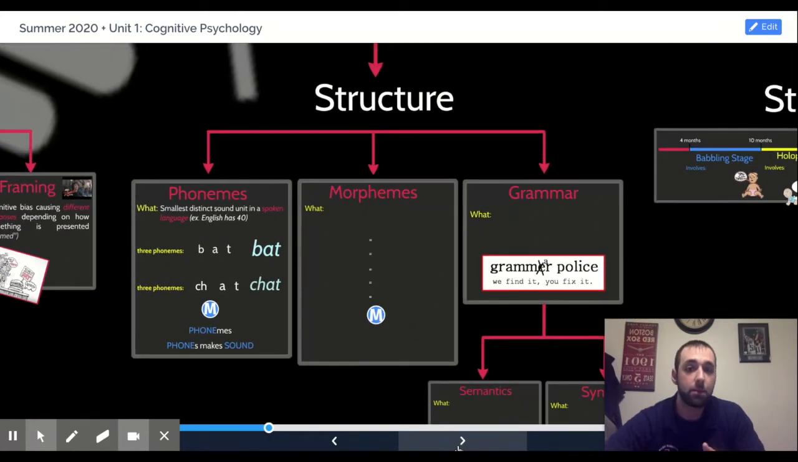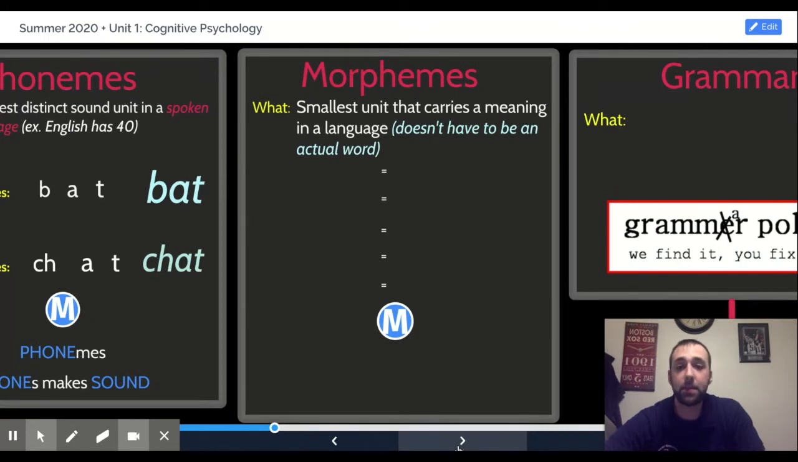Opposing phonemes, moving 1 box to the right, is what we call morphemes. Morphemes are the smallest units in a given language that actually convey meaning. And it doesn't have to be an actual word, so I'll give you plenty of examples in a second of morphemes. The word milk cannot be broken down any further than it already is. Milk has one singular meaning. It means the drink. Therefore, it has 1 morpheme.